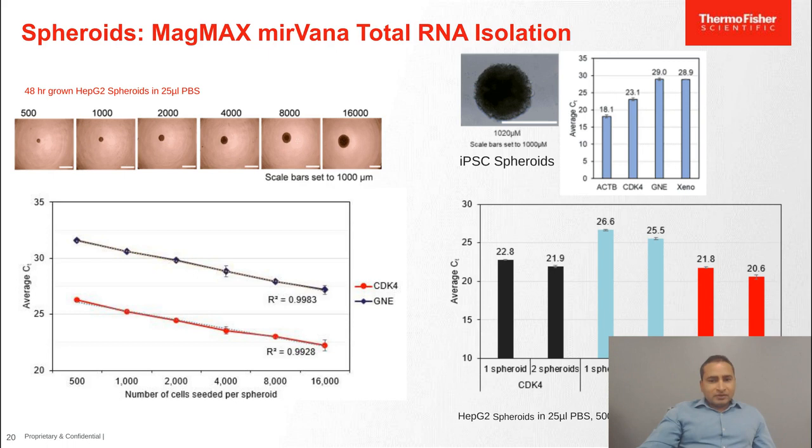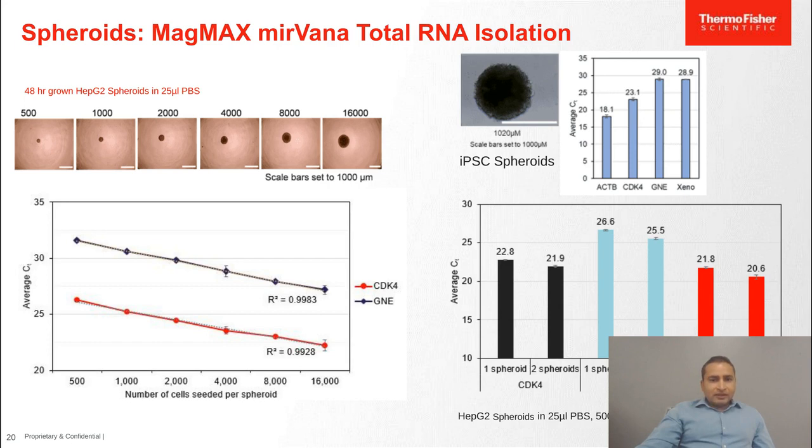The graph here shows the average cycling threshold, or CT values, on the y-axis, and the number of cells seeded per spheroid on the x-axis. A single spheroid was used for extraction in this experiment, and we can see that there is a linear recovery of CT values from the spheroids generated from different cell numbers.